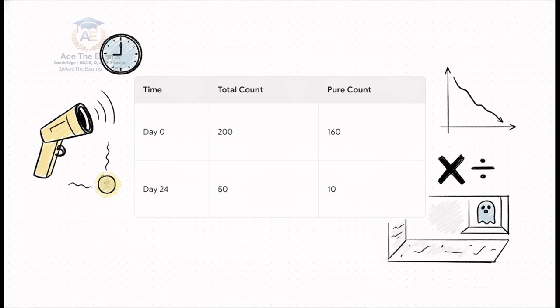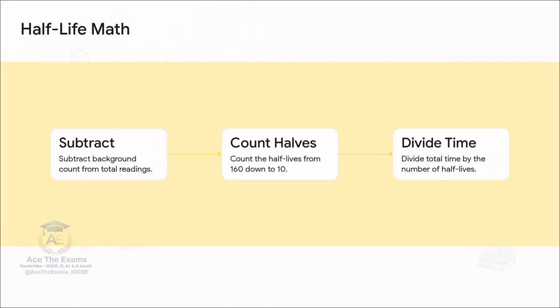The trap almost everyone falls into, especially students who rush like Sam, is just dividing 200 by 50 and getting it completely wrong. Why? Because of background radiation. You must remember that the environment naturally emits radiation. In this case, 40 counts per minute that has absolutely nothing to do with our sample. Here is the absolute genius method to avoid that trick and lock in your marks every single time.